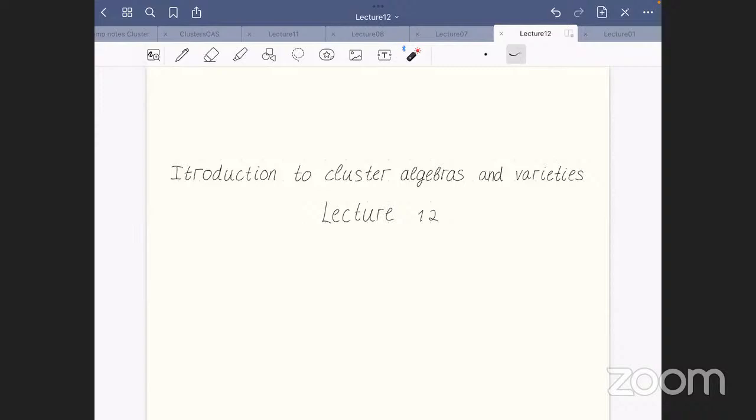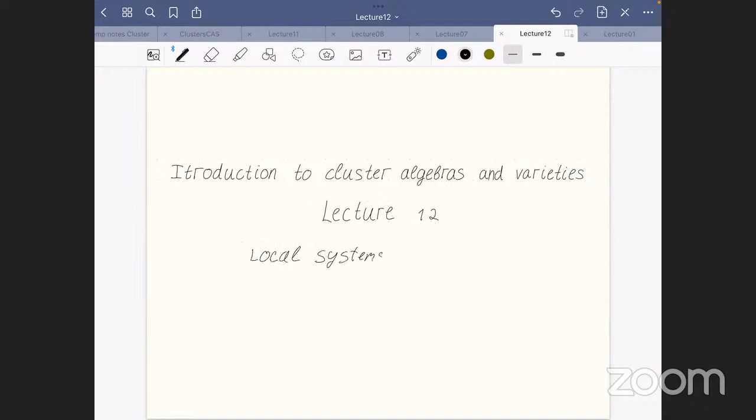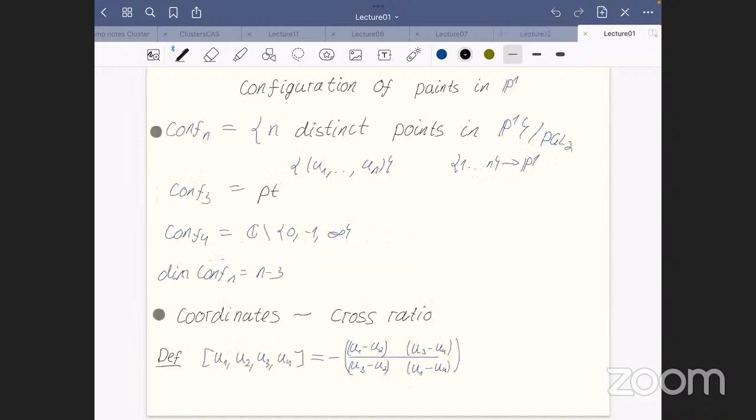Okay, and today I'm going to start to talk about the last huge topic which I plan to cover in lectures. It is a cluster structure for the space of local systems. Okay, just local systems. But before, for the motivation, let me recall something which was discussed in the first lecture.